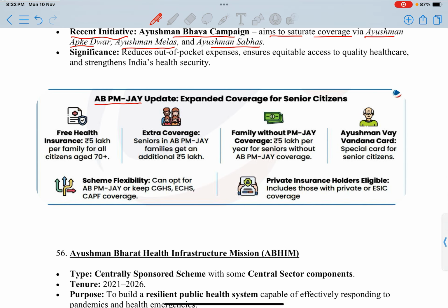Now you can see PMJAY, Pradhan Mantri Jan Arogya Yojana, has extended coverage for senior citizens. Again in the mains they may ask about this. So it is free health cover up to 5 lakh rupees, extra coverage. Then, families without PMJAY coverage. Suppose there is a family not covered under PMJAY. What is the facility for them? It is 5 lakh per year for seniors without ABHA PMJAY coverage. Then the Ayushman Vay Vandana card. There are some other features, you should know about them.